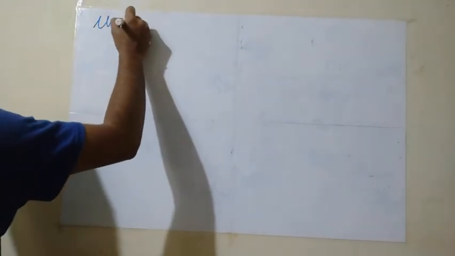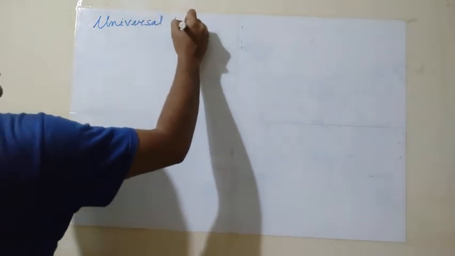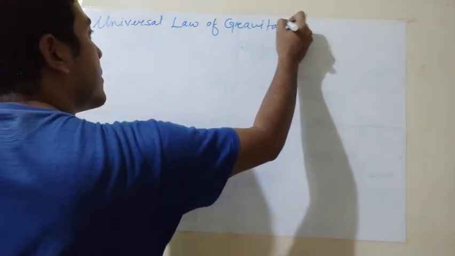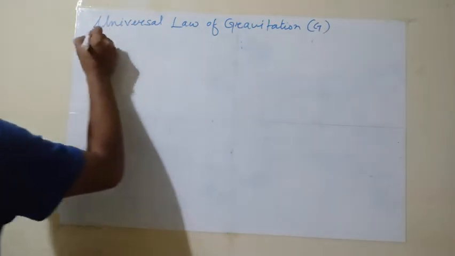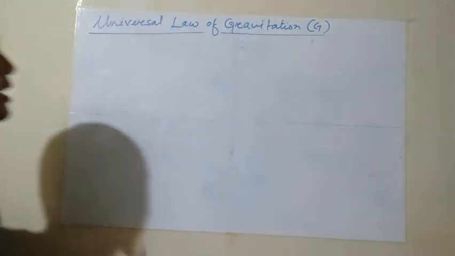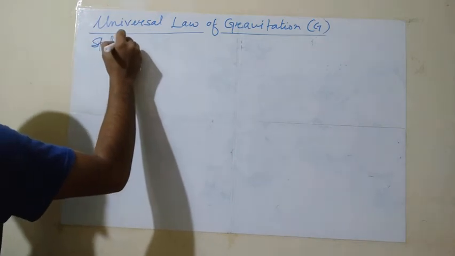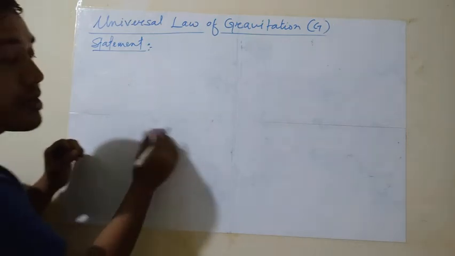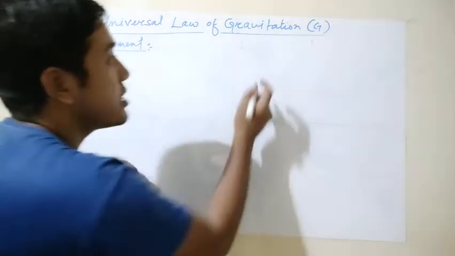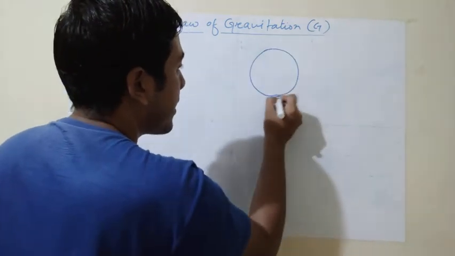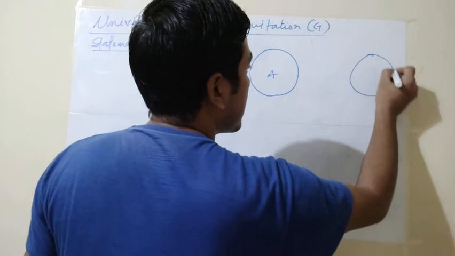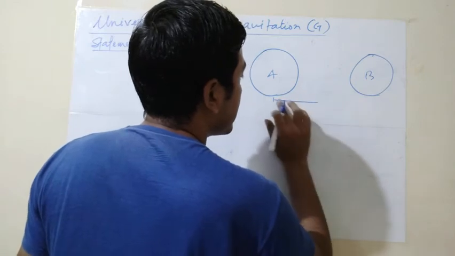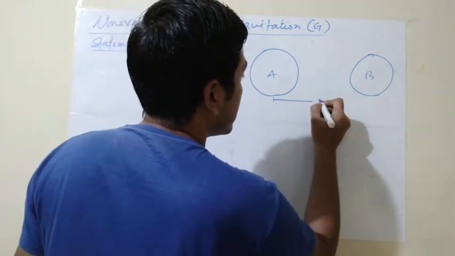Universal law of gravitation. We represent this with capital letter G, okay. Don't confuse this. Statement: what the universal law of gravitation states. I already said that when two objects are placed, say this is object A and this is object B, the distance between them, say this is the distance d.